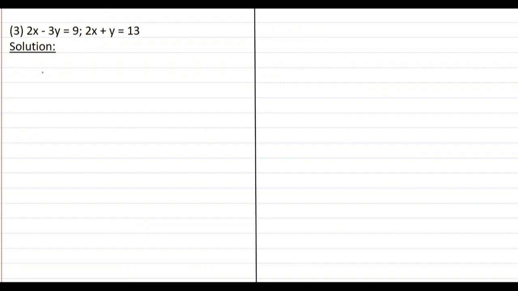Let us move to question number 3. Again, I'll be using the elimination method. Okay, so 2x minus 3y equals 9, equation number 1. 2x plus y equals 13, this is your equation number 2. We can see that the coefficient of x is the same in both equations, and they also have the same sign. So we are going to subtract the equations.